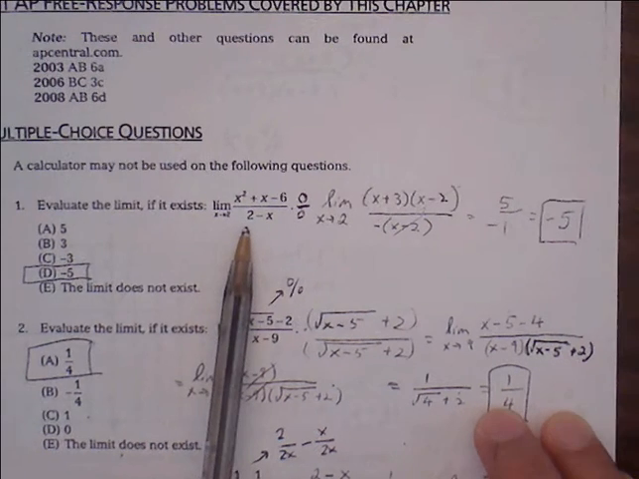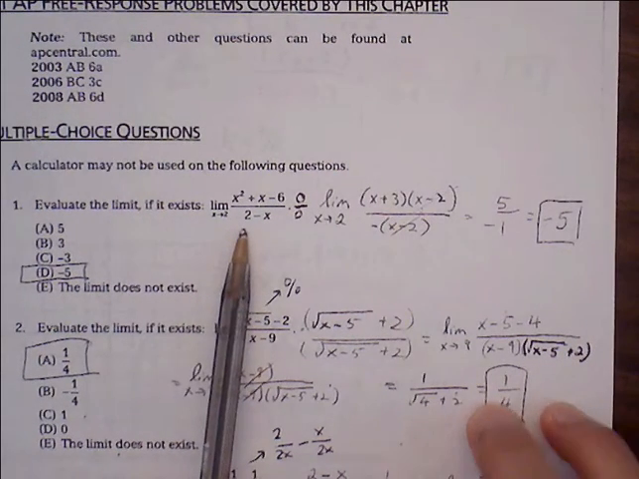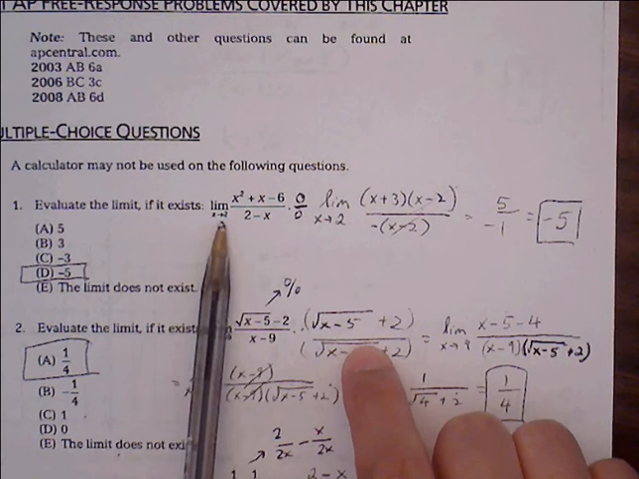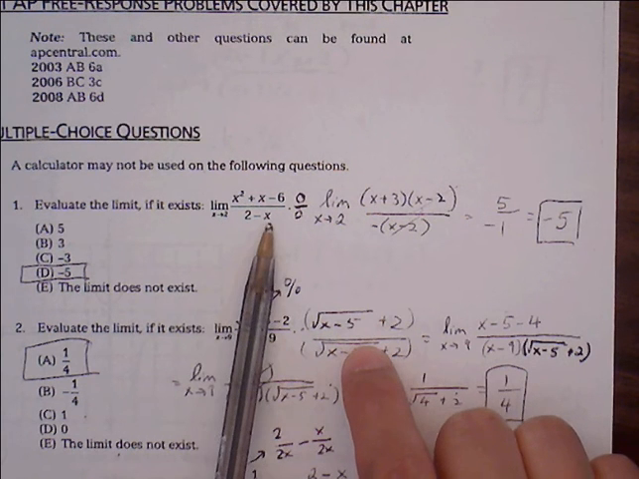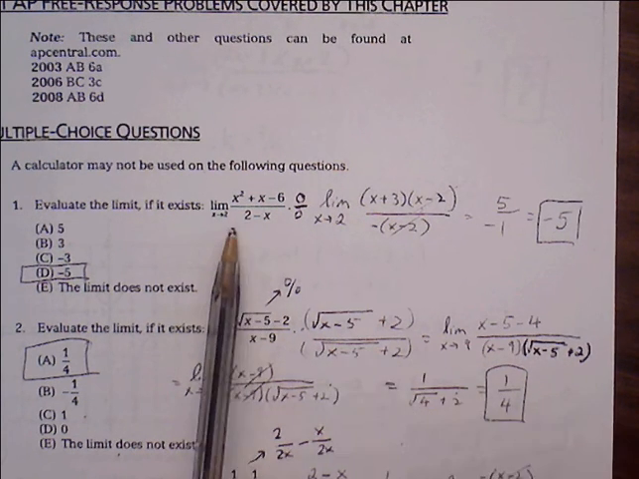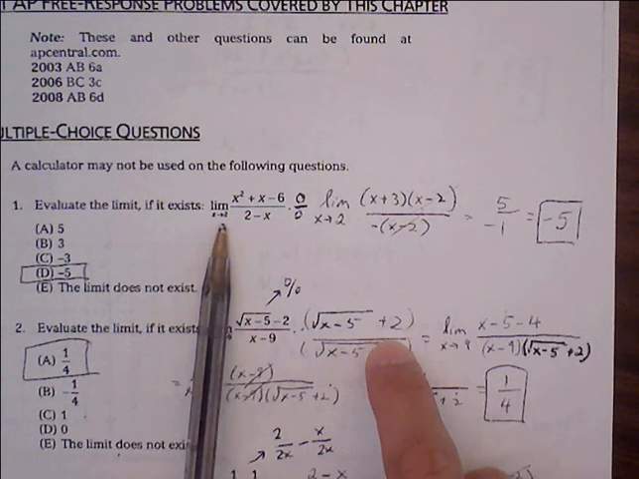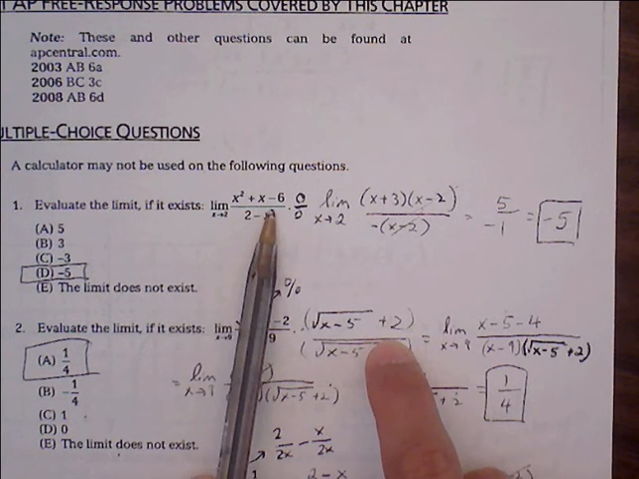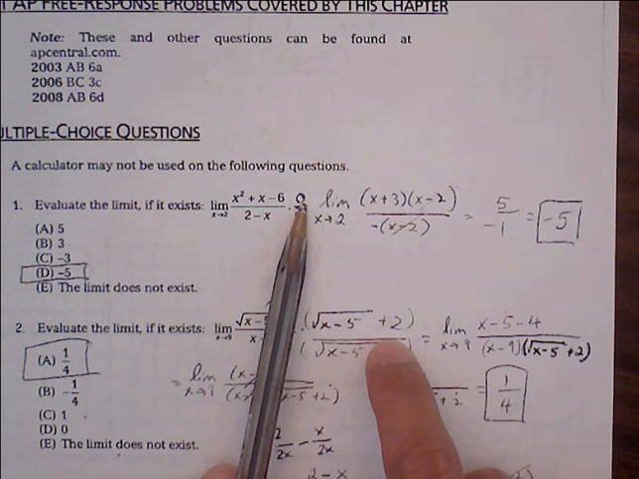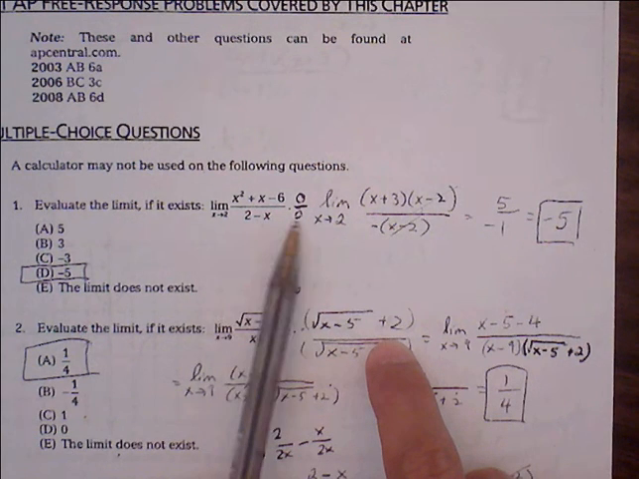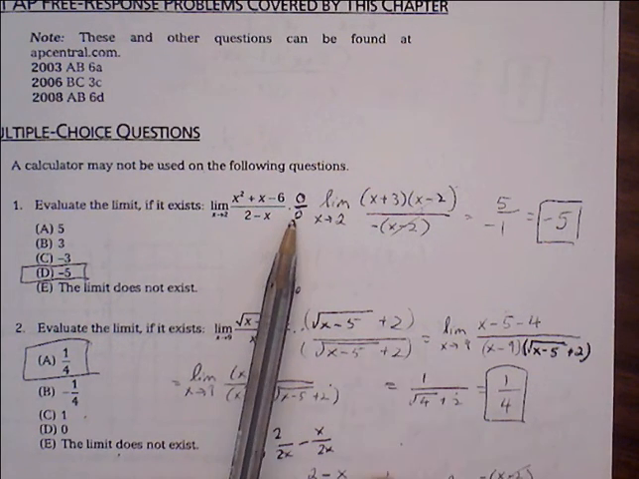So the first thing we do, if we're evaluating a limit algebraically, we just plug in the x value and see if that gives us a real number. If that gives us a real number, then we're done. That's our answer. So in this case, if we plug in 2, we get 4 plus 2, which is 6 minus 6 is 0. Denominator also gives us 0. So 0 over 0, indeterminate form, tells us that there's more work that needs to be done.